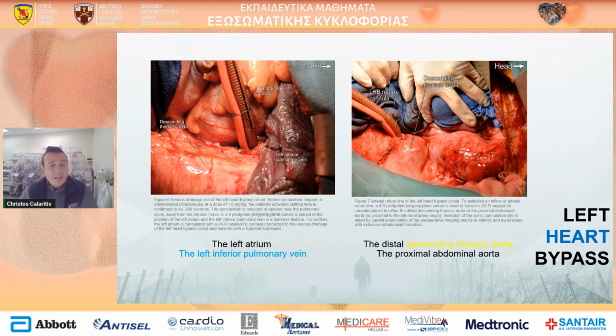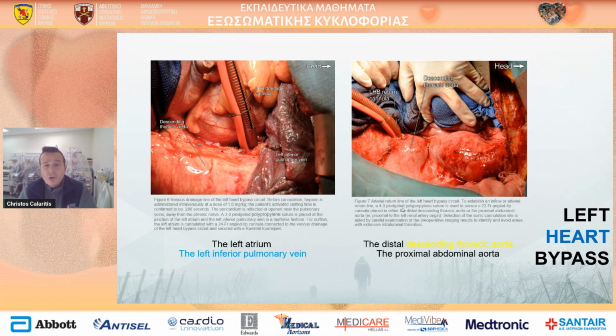Basically, I will defer the surgical technique, but my focus is going to be on the cannula. The left atrium is cannulated with a 24 French angle tip cannula, and it's connected to the venous drainage portion of the left heart bypass circuit. The reinfusion cannula is the arterial return line of the left heart bypass circuit, to establish an inflow.